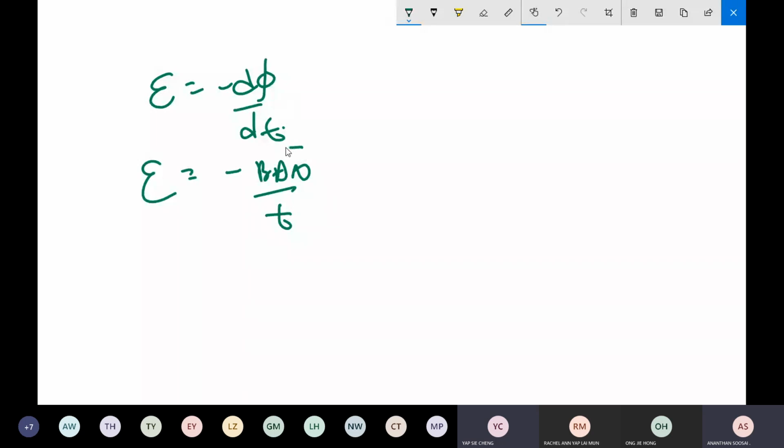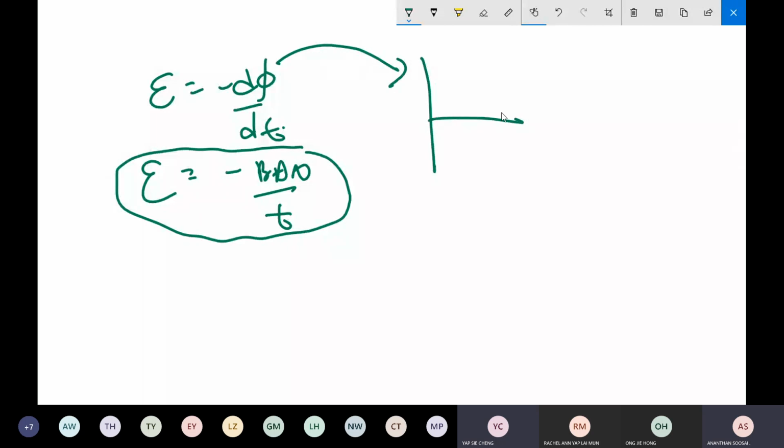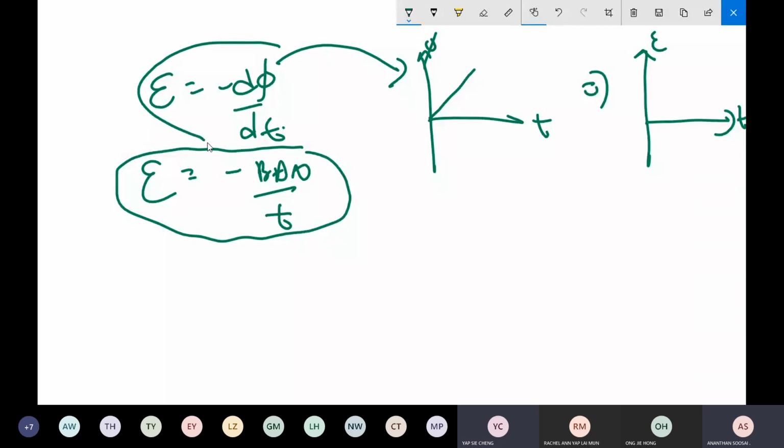In the exam, they will give you the flux graph. They ask you to plot the EMF graph. So you have to know this flux graph. Let's say the flux graph is a straight line like this. How is the EMF graph going to look from this relation?